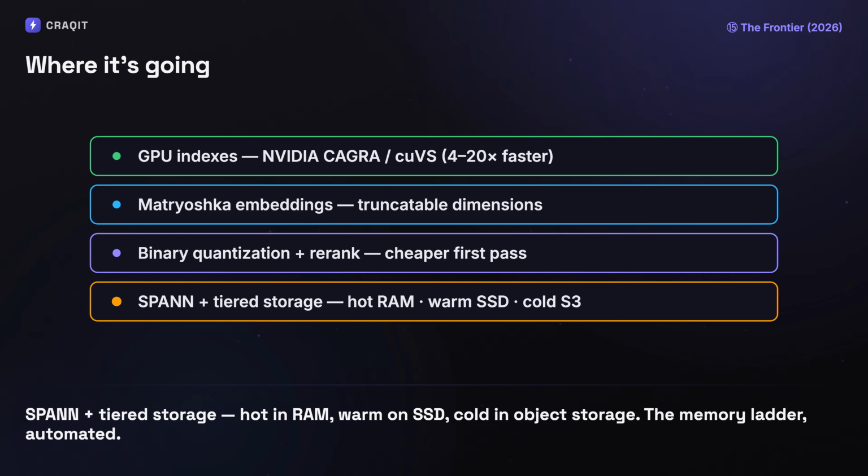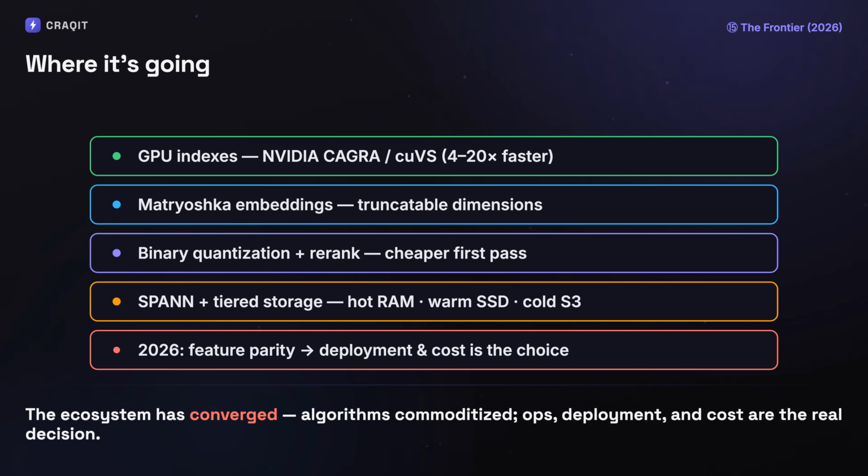And the ecosystem itself has converged. As of 2026, Pinecone, Qdrant, Weaviate, Milvus, and pgvector have reached rough feature parity. They all do HNSW, hybrid search, filtering, quantization, and disk or GPU options. So the real decision is no longer which has the features, but deployment model, operational overhead, and cost at your scale.